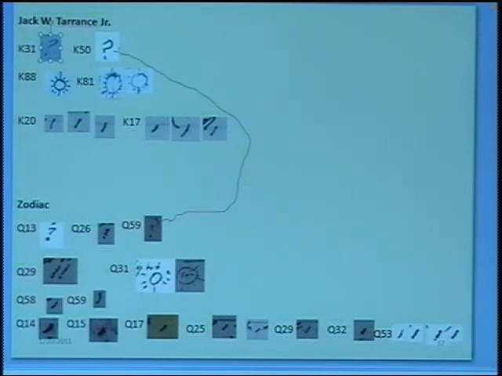They both use the sun symbol in electrical diagrams to indicate power source, and you see that in the bus bomb diagram from the Zodiac as well as in Jack Tarrance's diagrams.